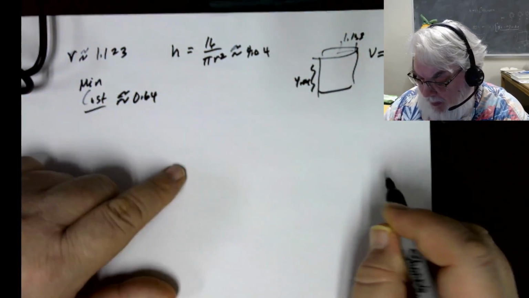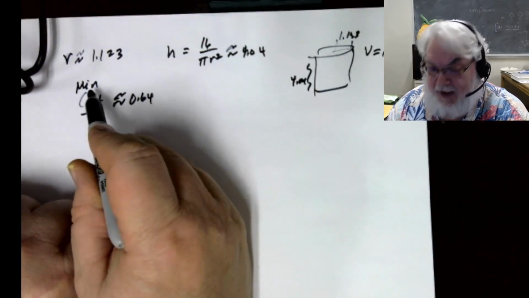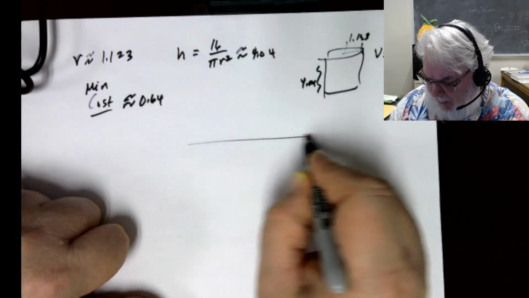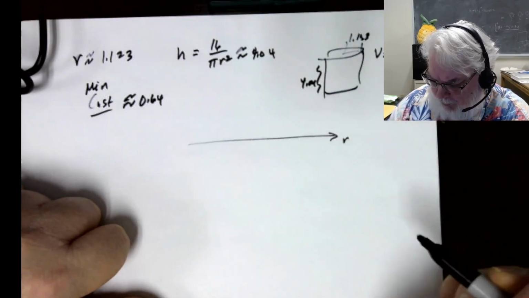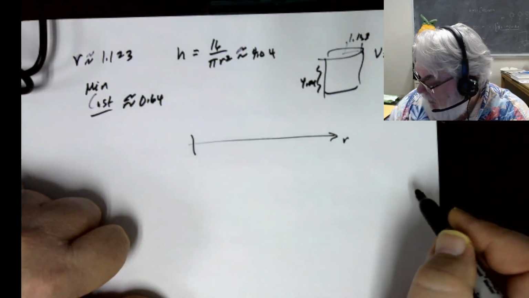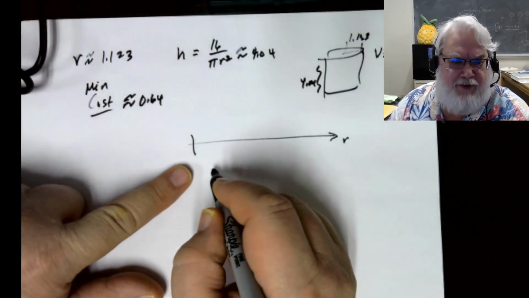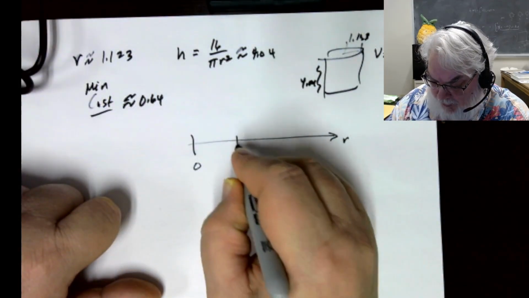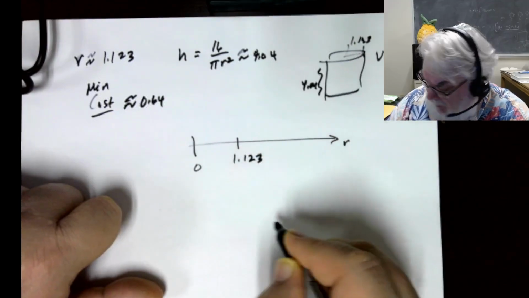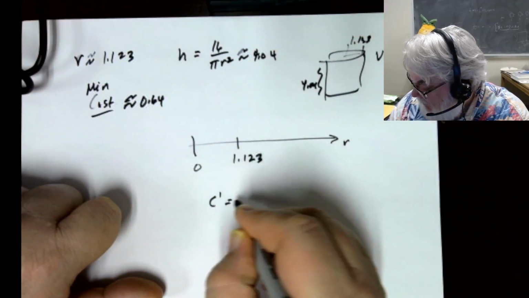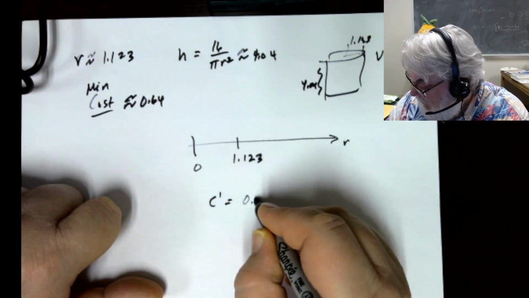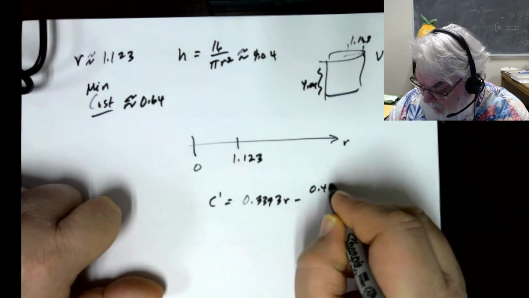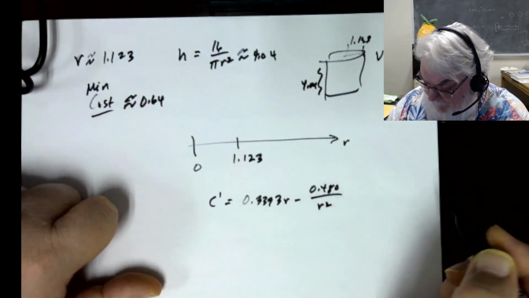Good. Now I should say that we have not shown that that is an actual minimum. So what's one way of showing that? We have our r here. If we think of the r on a number line, the minimum value of r would be 0. And then we had our critical point at 1.123. And remember that c prime was 0.3393 r minus 0.480 divided by r squared.